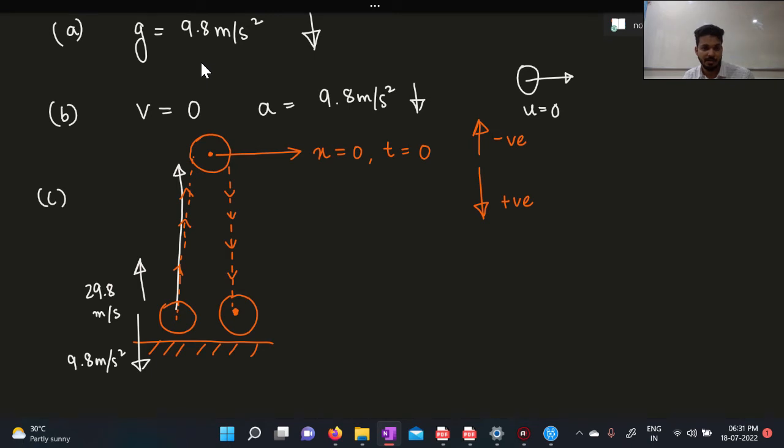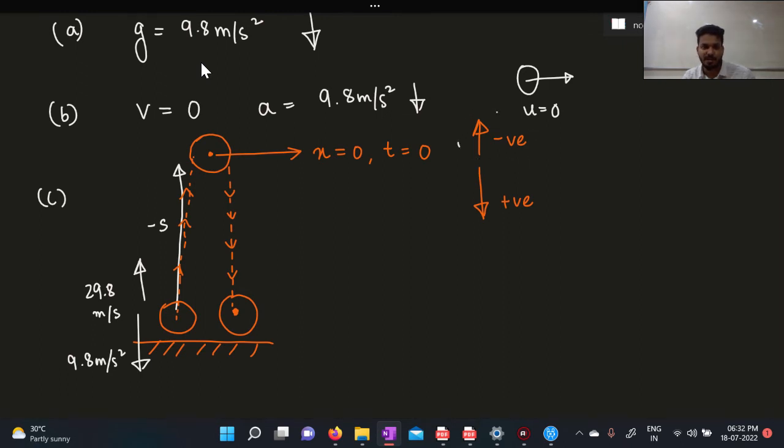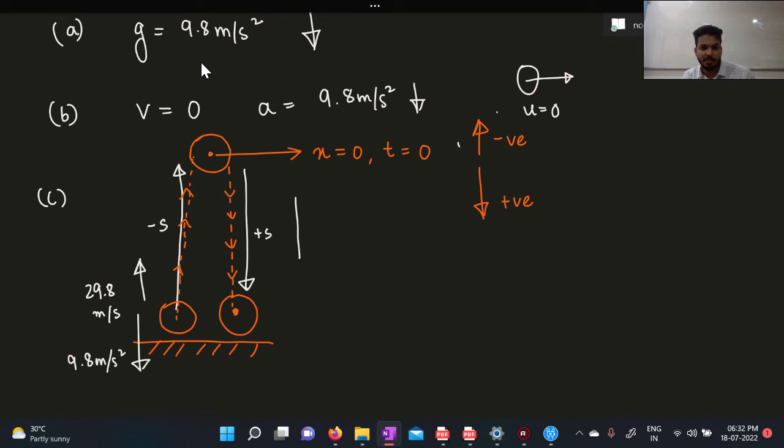The displacement here is in the upward direction. Let's call this plus s. Why plus? Oh no, actually this should be minus s, because upward displacement will be negative. When coming down, this displacement will be plus s, because downward we have considered plus. And acceleration will be plus 9.8 meter per second square. Going up also the acceleration will be plus 9.8, but the velocity will be minus 29.8 meter per second. So all the conventions I have written.